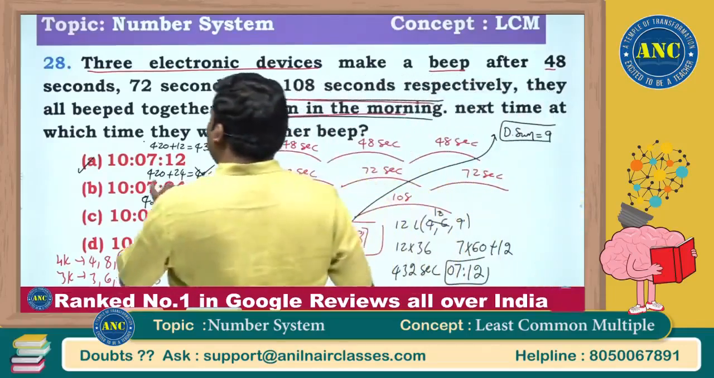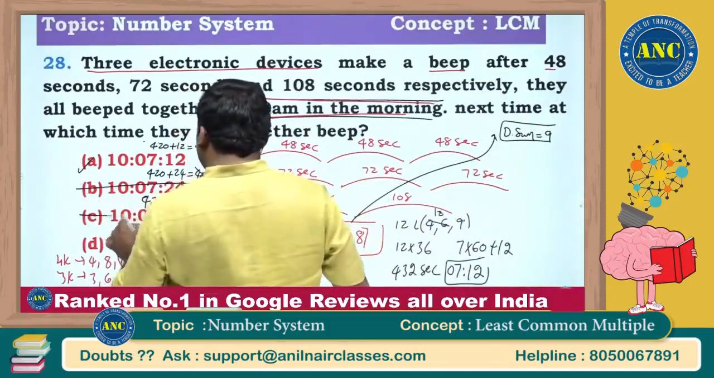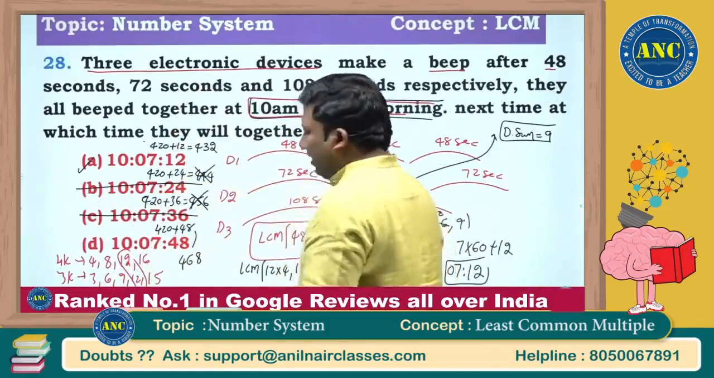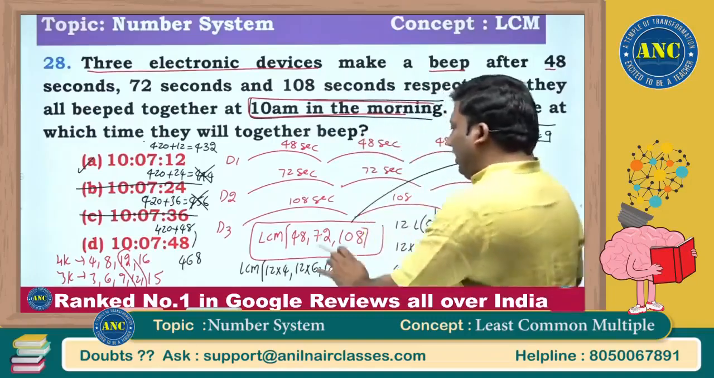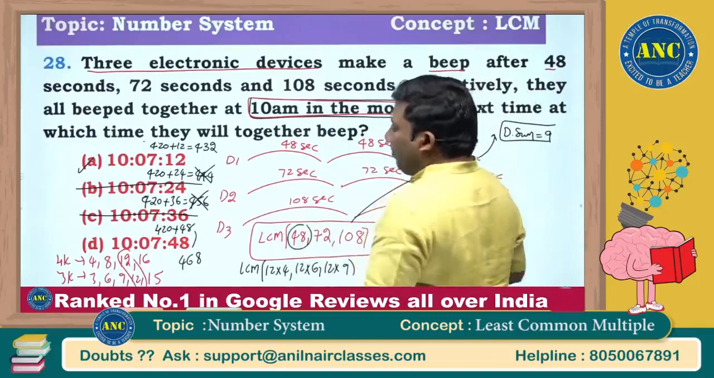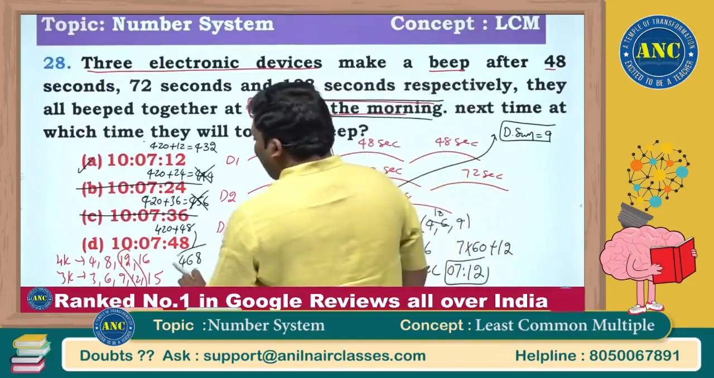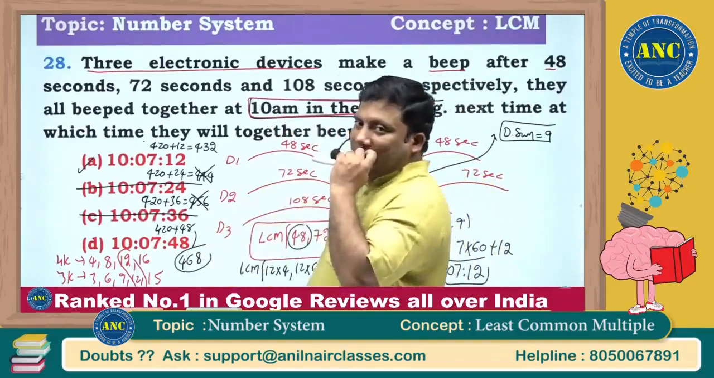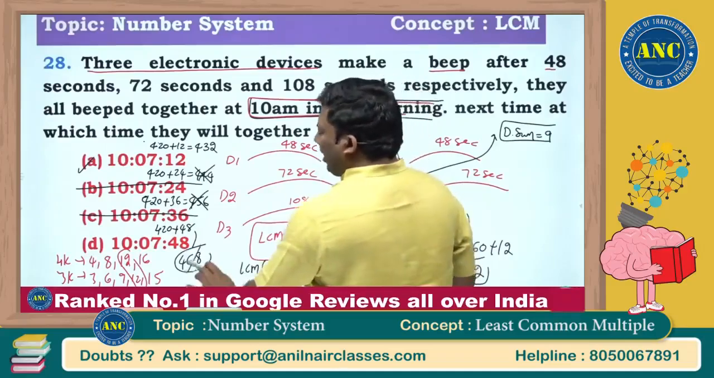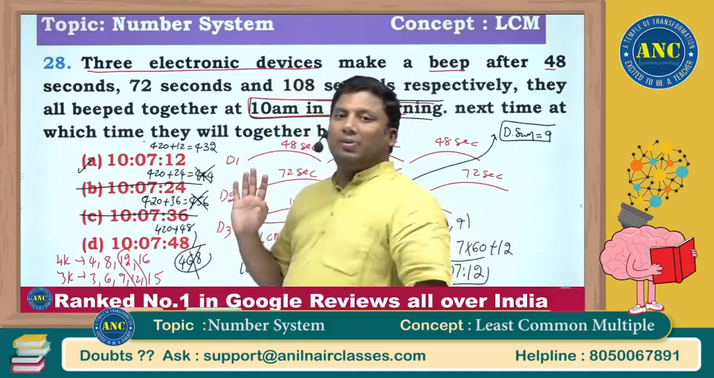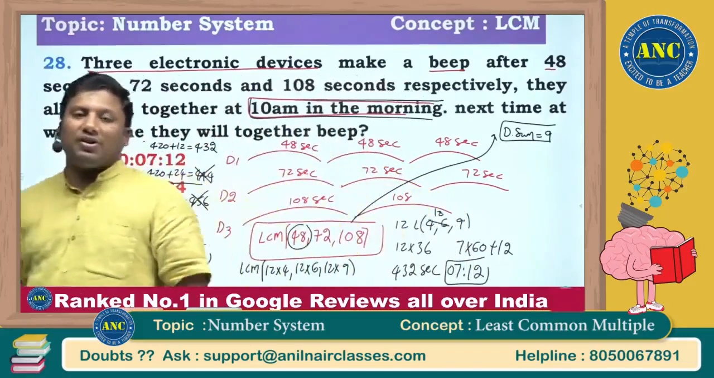So which did I eliminate? Option B I eliminated. Option C I eliminated. Now see here. 48 is a multiple of 8, so the answer should be a multiple of 8. 8 5s are 40, 8 8s are 64. It cannot be the answer. The answer has to be the first one.